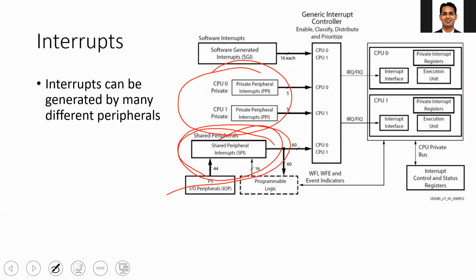Like from the peripheral, it can go to the PL, or from the CPU, you can go to the PL. So there are multiple interrupts. Here you can see that there are a total of 60 different types of interrupts. You can see that 16 are coming from the PL, 44 are coming from the PS, and from the PS you can send up to 60 interrupts to the PL.